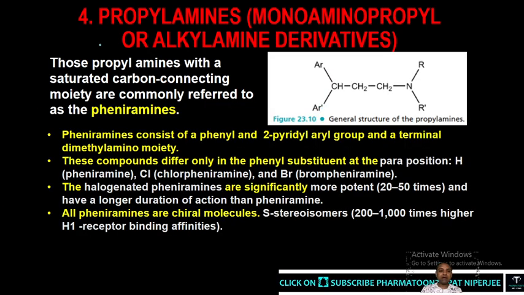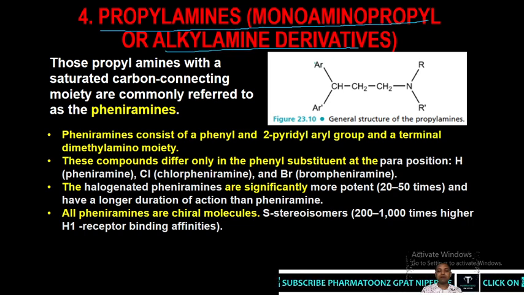The fourth class is the propylamine, or you can say monoaminopropyl or alkylamine derivatives. So why is it called propylamine? Propyl, as you know, is a 3-carbon chain. When it is attached to the nitrogen, it's called a propylamine derivative. So basically there are two classes: one is the saturated propylamine derivative and the other is the unsaturated propylamine derivative. Let us discuss the saturated propylamine derivatives.